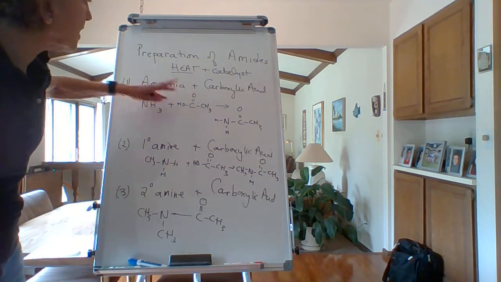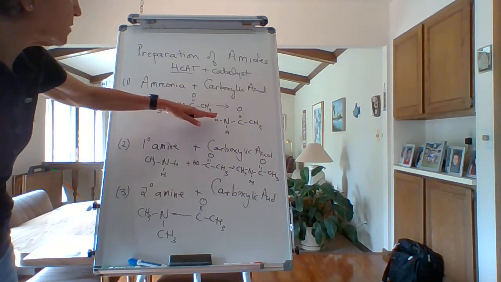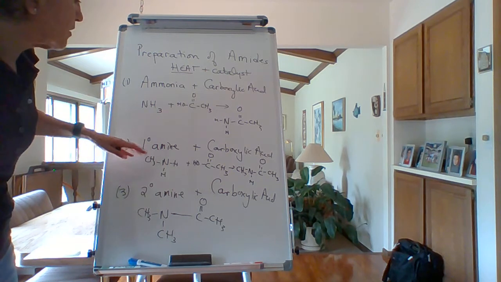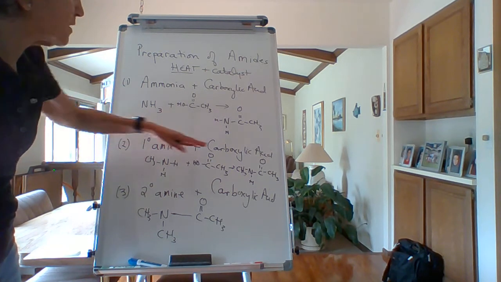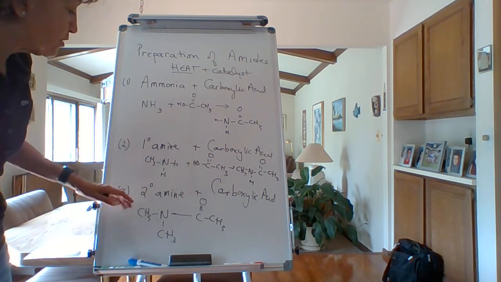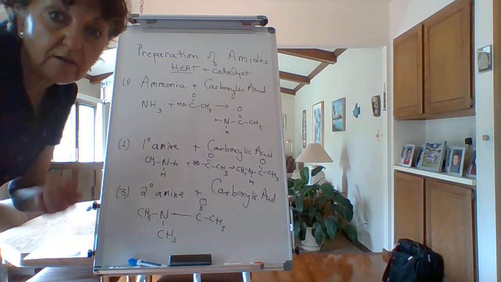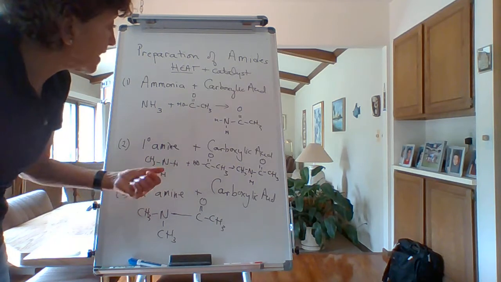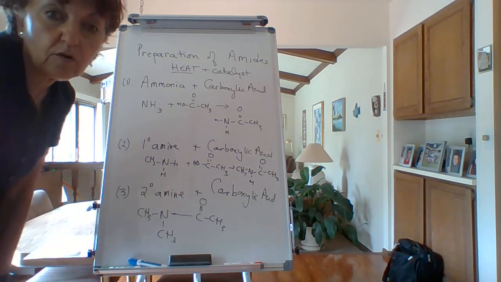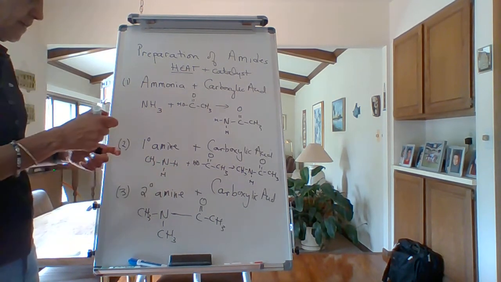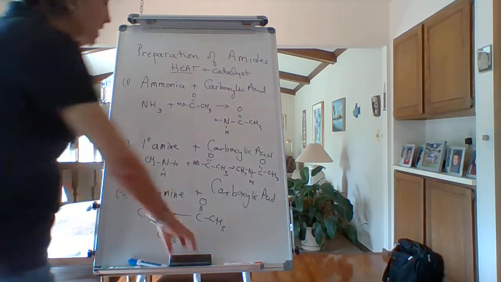So primary amides, ammonia and carboxylic acid will make a primary amide. Secondary amides, primary amine and a carboxylic acid. Tertiary amides, you need a secondary amine and a carboxylic acid. In each case, you need a high temperature, a catalyst, and you're removing a molecule of water. Okay, so that's it for preparation of amides.